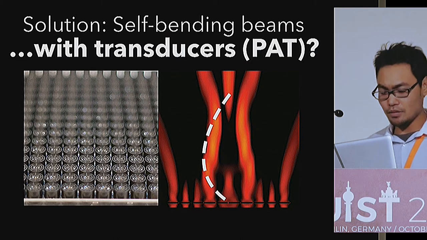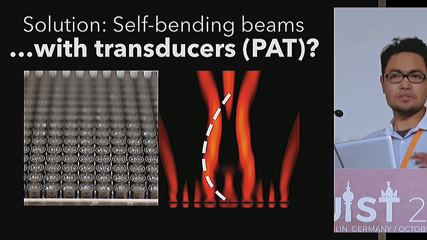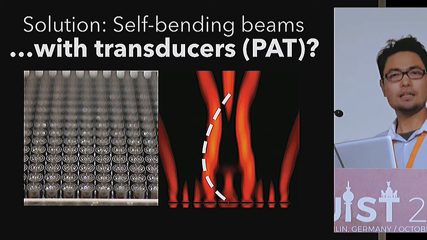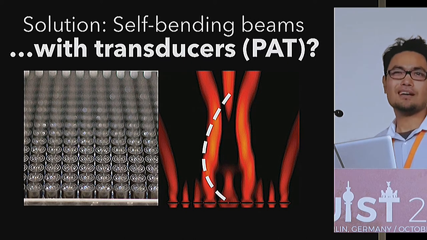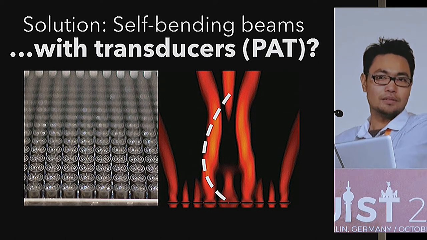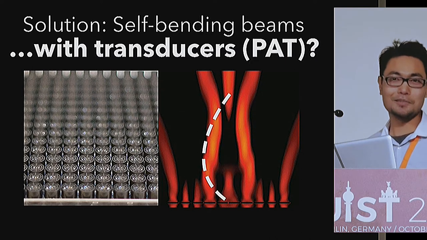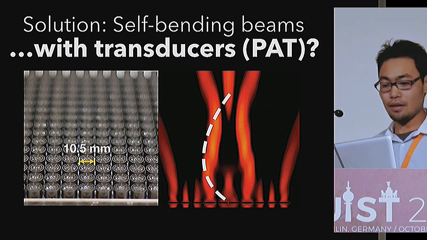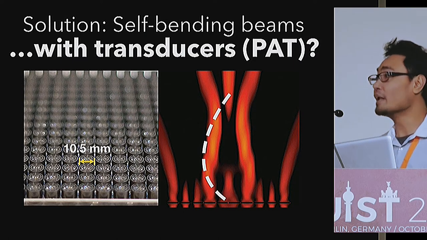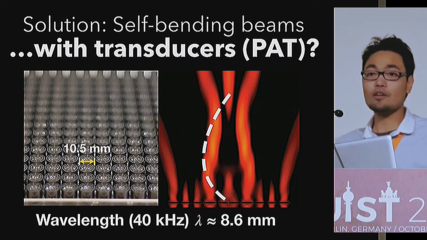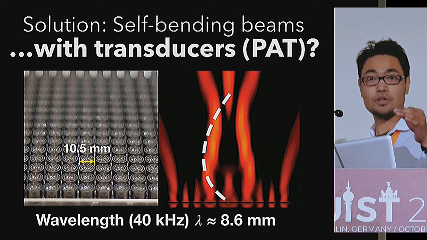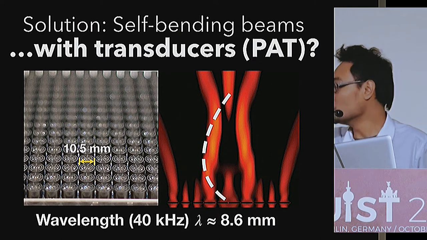So we started thinking about what was wrong, because it's simple: just put the phase on the phased array transducers, and it should be there. But we tried to figure it out after simulation, after a few months, or a few hours later, and then we found out that the size of the transducers is 10.5 mm. And if we look at the wavelength itself, it's 8.6 mm, which means the ultrasound speakers are larger than the wavelength.